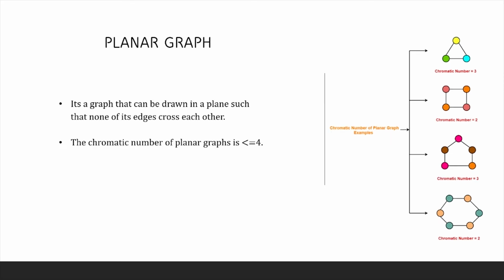So the next one is the planar graph. It is a graph that can be drawn in a plane such that none of its edges cross each other. The chromatic number of a planar graph is less than or equal to 4. So this is an example of the planar graph.